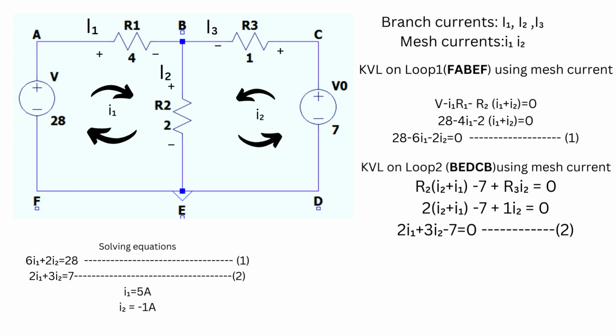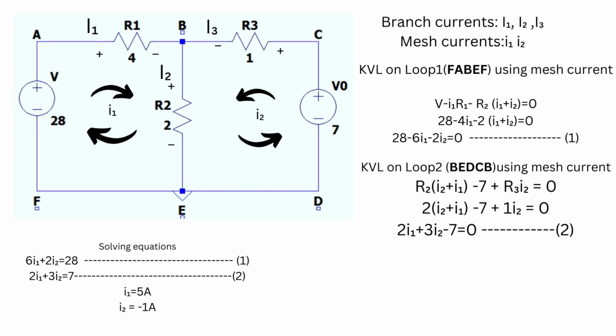So using KVL on loop 1, FABAF, we take the voltage source V plus, then minus, there is a voltage drop I1 R1, then again a voltage drop across R2. The currents I2 and I1 are going in the opposite direction through R2, which means they are added. So V minus I1 R1 minus R2 times (I1 plus I2) equals 0. This is KVL on loop 1, equation 1.